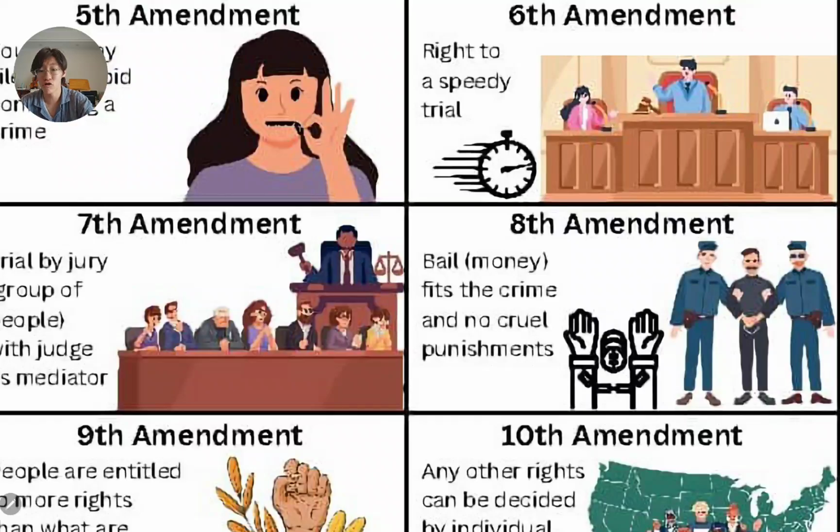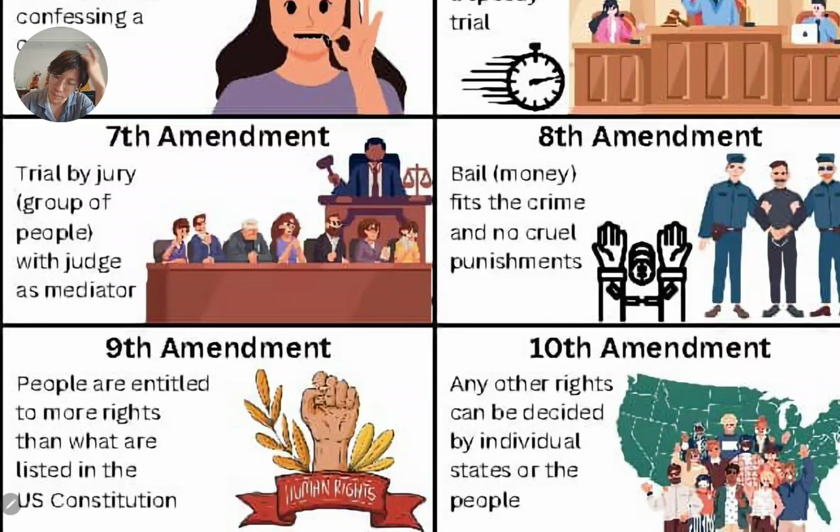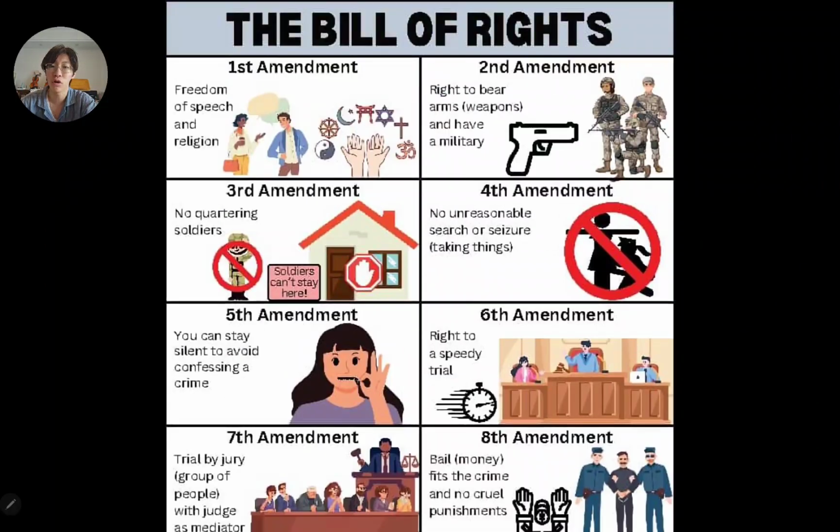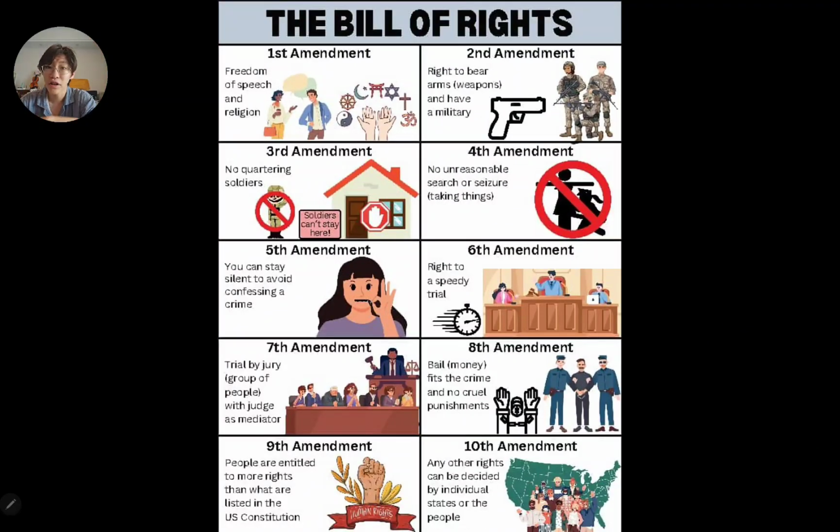That's cruel and unusual. The Ninth Amendment is that people are entitled to more rights than what are listed in the U.S. Constitution. This just gives us the power to go ahead and amend the Constitution itself, leading towards the 11th, 12th, 13th, 14th, 15th, 16th, 17th, all the way to the 27th Amendment, with more coming along the way. And the 10th Amendment is that any other rights can be decided by individual states or groups of people. That's essentially the Bill of Rights, the first 10 amendments.